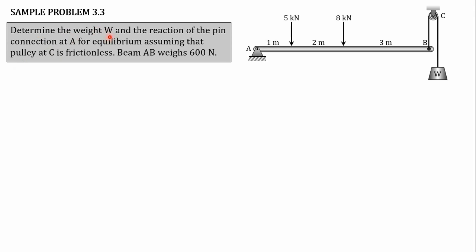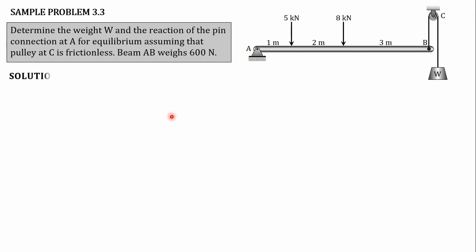Determine the weight W and the reaction of the pin connection at A for equilibrium, assuming that the pulley at C is frictionless. Beam AB weighs 600 Newton. So, ano yung pinadidetermine sa problem, class? Is the weight of the crate, ito yung weight W, at yung reaction ng pin connection at A. So, dalawa yung pinadidetermine.